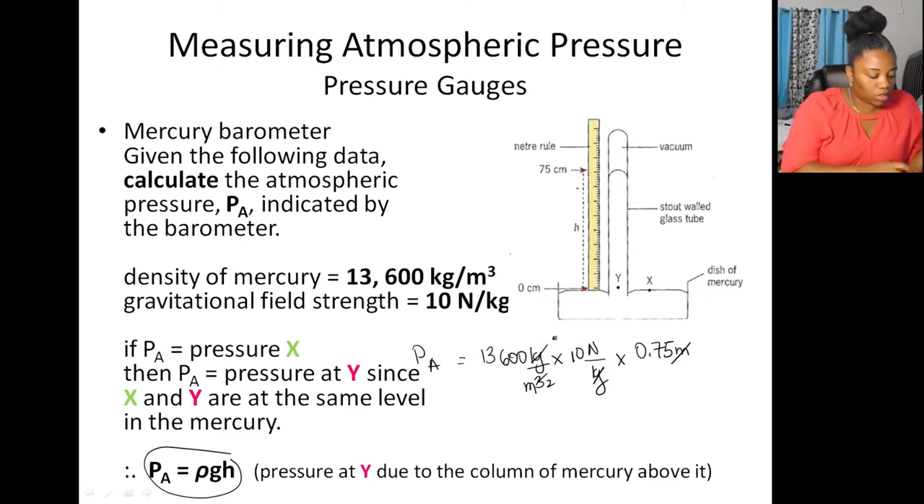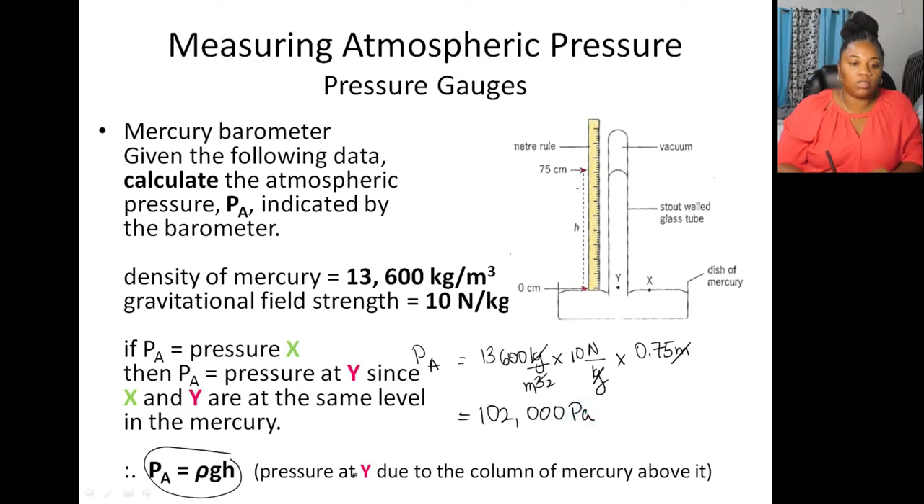And if you do a simple calculation, you see 13,600 times 10 times 0.75 will give us 102,000 pascals. Right? I said pascals because the units we're going to get is newtons per meter squared. So I just made the equivalent.